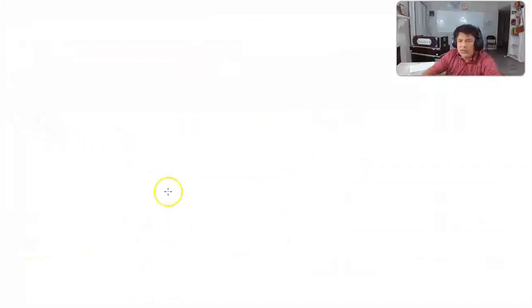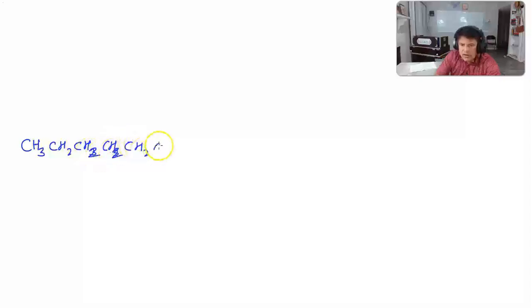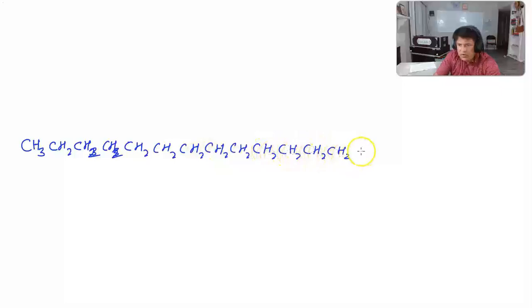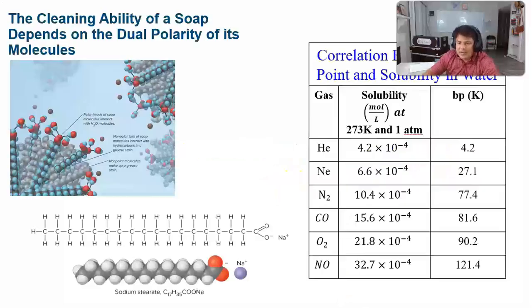CH3. Oh, okay, this is not red. I am using the blue color for the hydrophobic part. So CH3, then CH2, 2, 3, 4, 5, 6, 7, 8, 9, 10, 11, 12, 13, 14, 15, 16, 17 carbon.